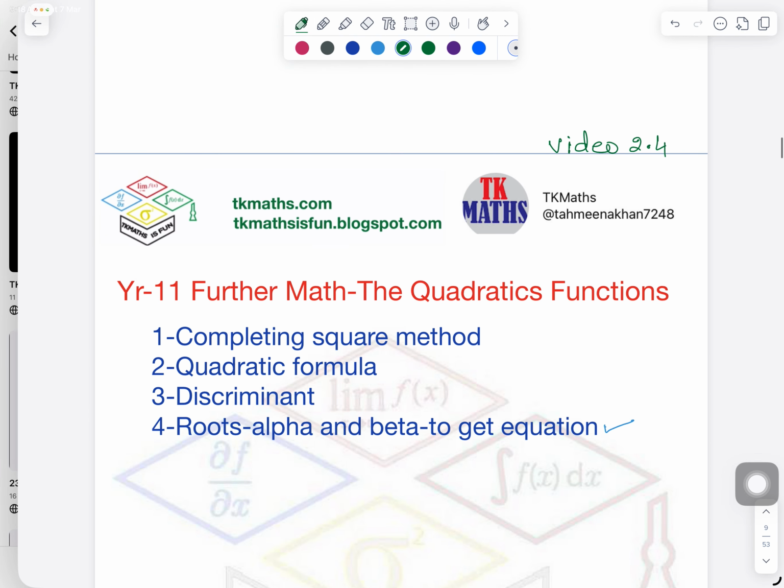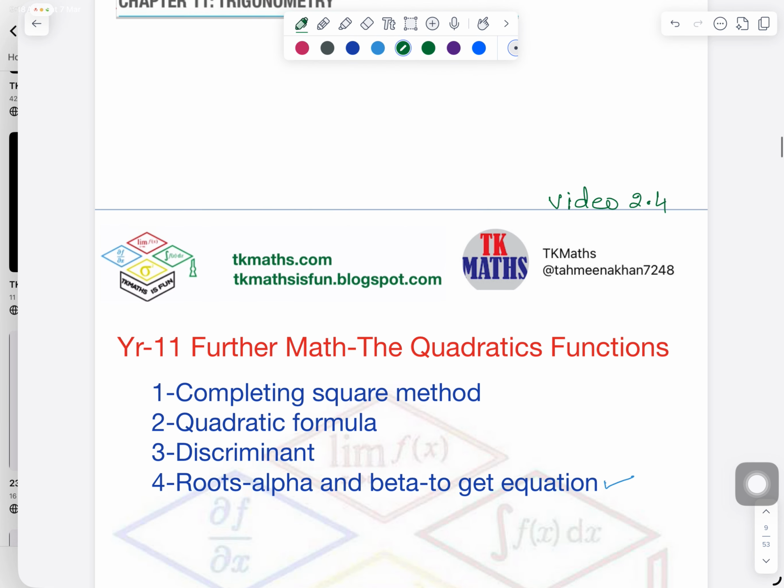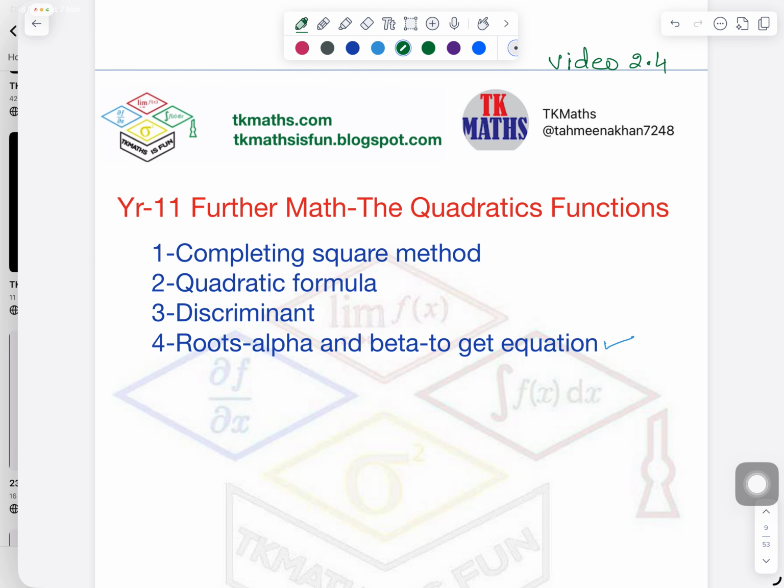In today's video, we will continue chapter number 2, which is the quadratic function, and this is the last video on this topic. This is the Year 11 Maths syllabus, Pearson Edexcel. In the previous video, we have seen all these 4 concepts. Now this video is again on the 4th concept, which is roots, alpha and beta, to get the equation.